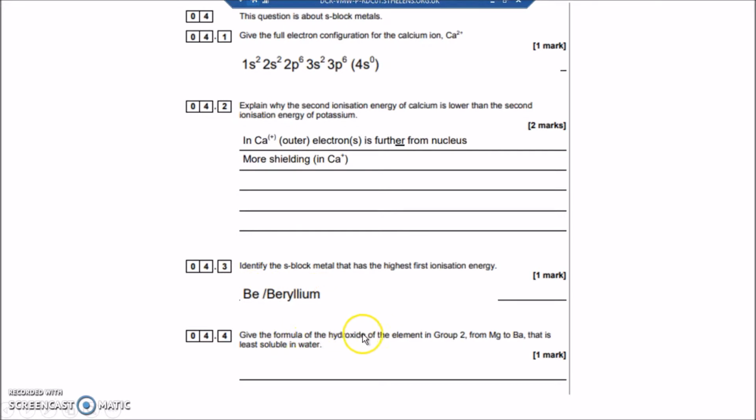Give the formula of the hydroxide in group 2 from magnesium to barium that is least soluble. So magnesium hydroxide is the least soluble, and it's Mg(OH)2. Magnesium is in group 2, OH is a 1- ion, and magnesium forms a 2+ ion because it's got 2 electrons in its outer shell that it wants to get rid of to become stable. With 2+ and OH-, I need 2 OH- to balance up the charges.